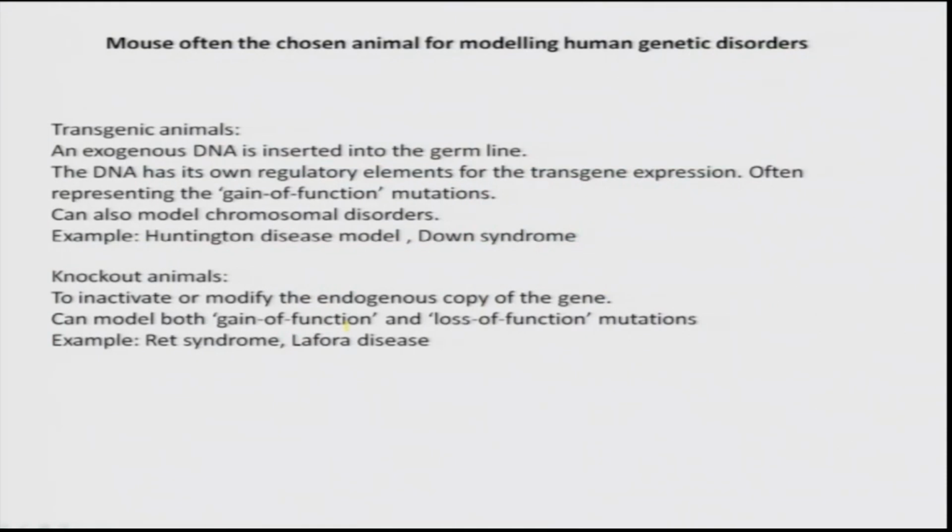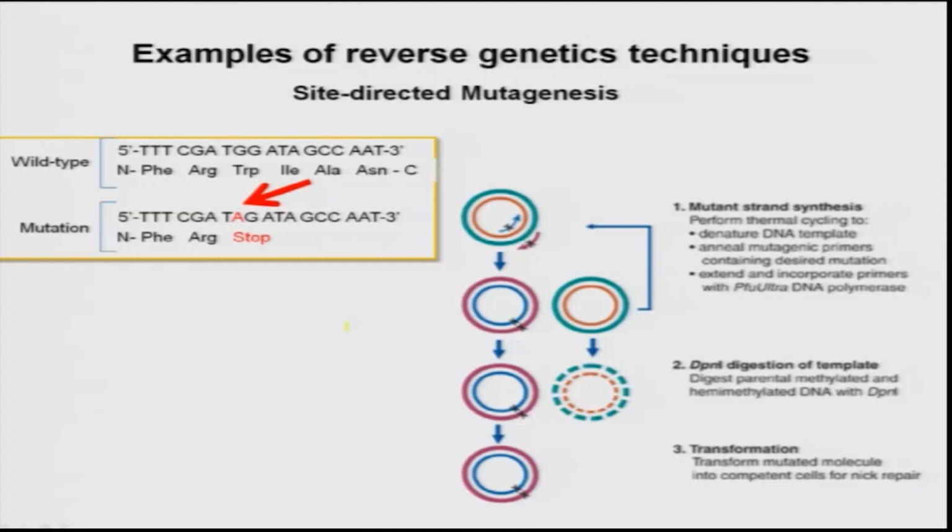Okay. So, you need to model, right? There are various ways people do it. Let's not get into that. So let's first ask the question as to how you can create a mutation in a DNA. Let's say I want to change the base G to A, therefore this codon becomes a stop codon. This is called site directed mutagenesis.